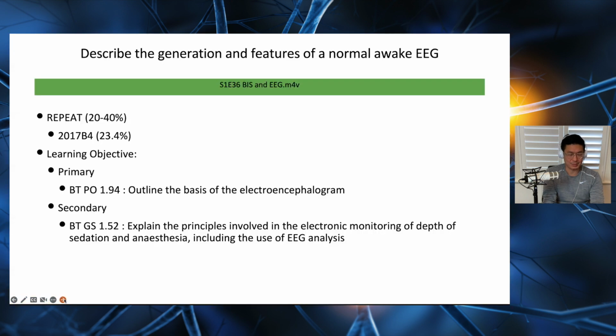Yeah. If you go back to episode 36, BIS and EEG, we talk about the different EEG waveforms and how they're produced. You need to have a definition of how EEG is produced. And then after that, we talked about BIS and how entropy works as well. Very specific ideas, but a lot of similarities between the two. Because of time constraints, you could just use either BIS or entropy.